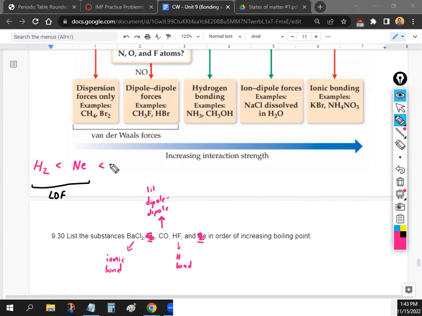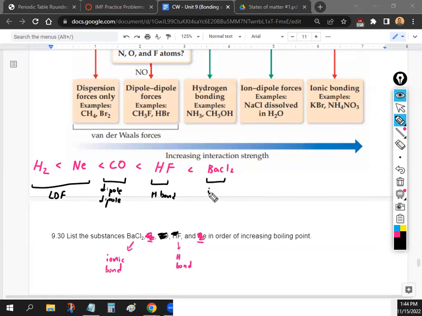Okay, which one is next? Yeah, we got CO, carbon monoxide, and it's because it experiences, like Vivian said, a little dipole. Just a little. We're gonna cross that out. Now we got two compounds left. One of them is a hydrogen bond. So which one is the next one? Yeah, HF, and it's because it has an H bond. And then the last one is going to be BaCl2, which is going to be an ionic bond.